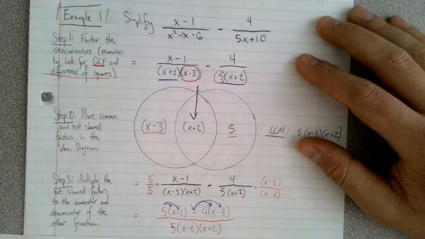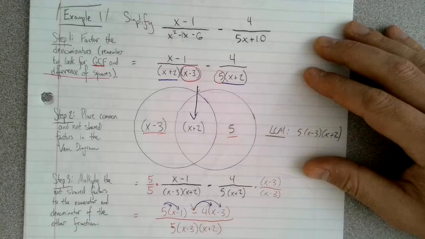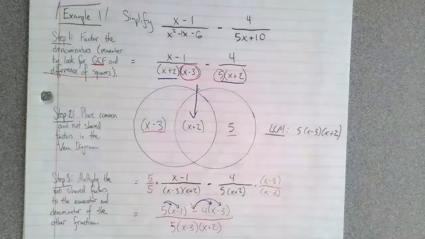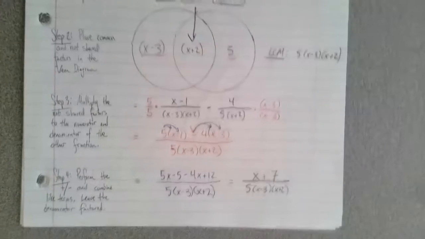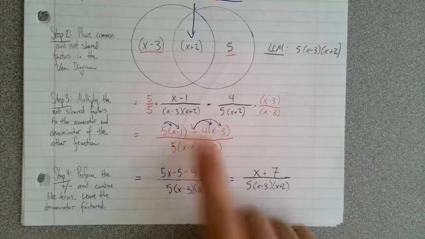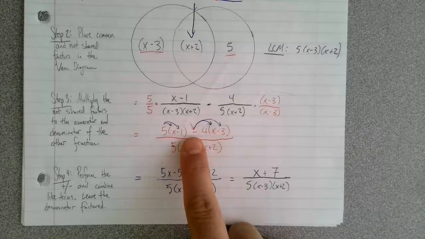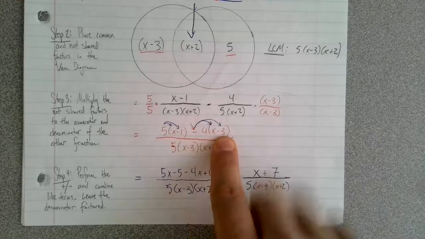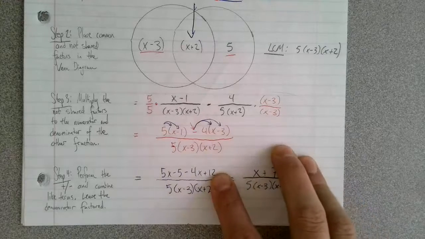Once we put this together in one fraction, then we're going to perform the distribution and any arithmetic that we can do up top. And so we're going to distribute that 5. And we're going to distribute this -4. And be careful, the minus there. We've got to make sure we distribute the negative. And mostly that comes out as this -4 multiplied by that -3, giving us this positive 12.